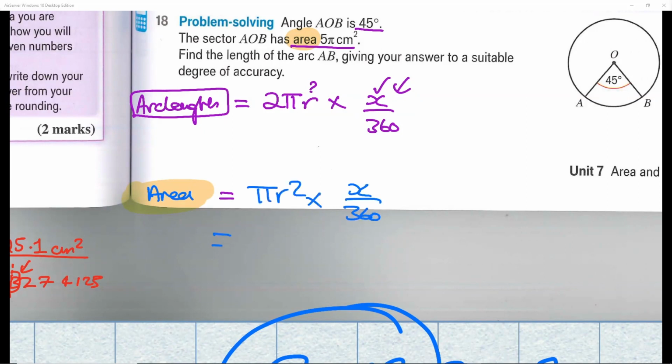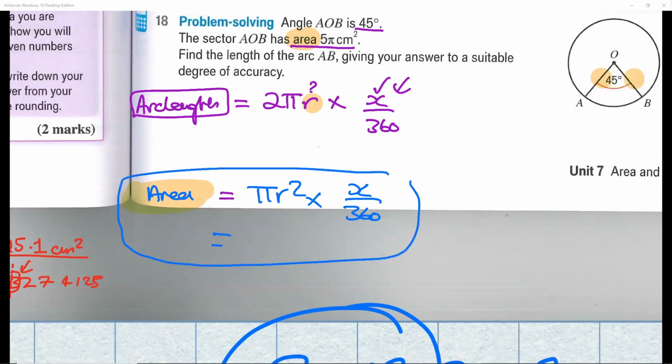Okay, lovely. Bilqis, have you done the 18 yet? No. Okay, well, we're doing it now. In order to work out the arc length, you cannot work it out because you don't know the radius. They haven't given us the radius, so we have to use the area information which they gave you in the question to work out the radius.